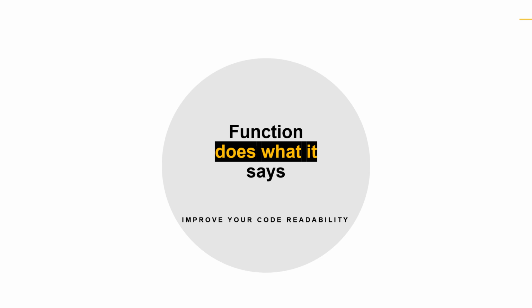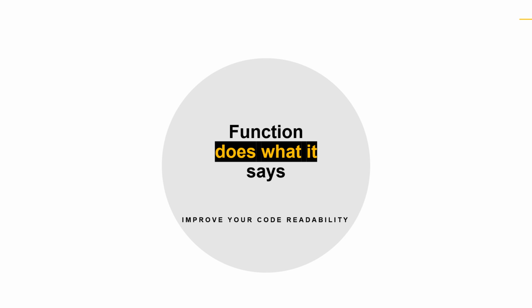Function names are an important part of your code base. They help other developers, and even yourself in the future, to understand the purpose and behavior of a function without having to read through the implementation. When function names are clear and descriptive, it becomes easier to understand the code and make changes as needed.